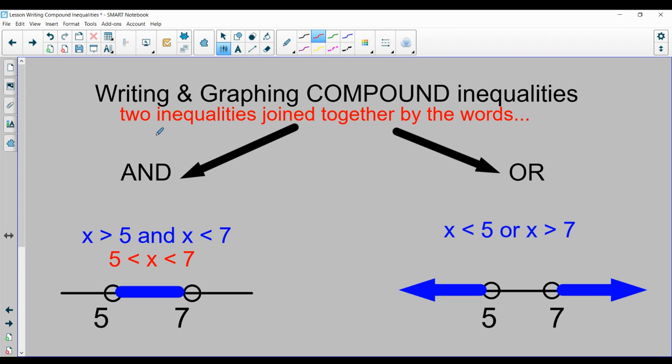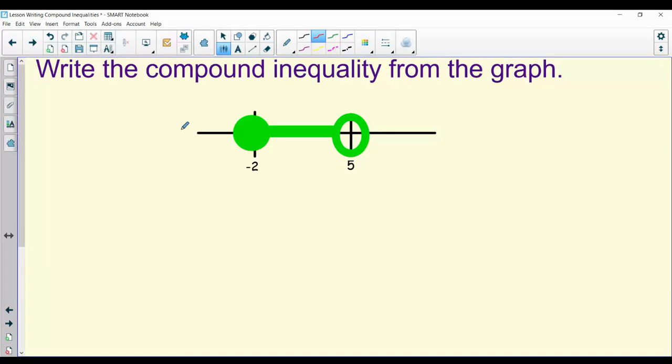When we're writing them, they're going to be joined by the words and, or they could be joined by the words or. And instead of and, we could use the word but because it has to apply to both conditions. So if you look at this, you remember that this represents the solutions. So the solutions have to be greater than 5 and the solutions have to be less than 7. Normally we write it like this, but both of these are correct. On this one, the solutions either have to be less than 5 or the solutions have to be greater than 7. So we're going to be writing the inequalities from the graphs.